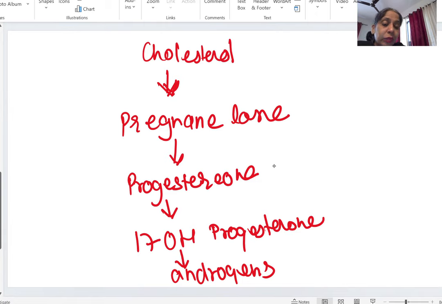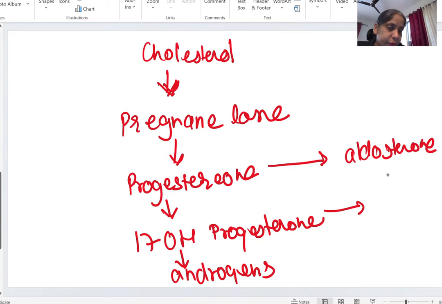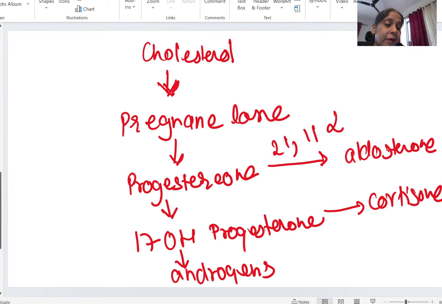Is it clear? Now this progesterone is forming aldosterone, and this is forming cortisone. Okay, is it clear? These are the biochemical steps which are occurring in the adrenal cortex, and all these hormones are forming. Now let us see what enzymes are acting. Here the enzymes are 21 and 11 alpha hydroxylase.